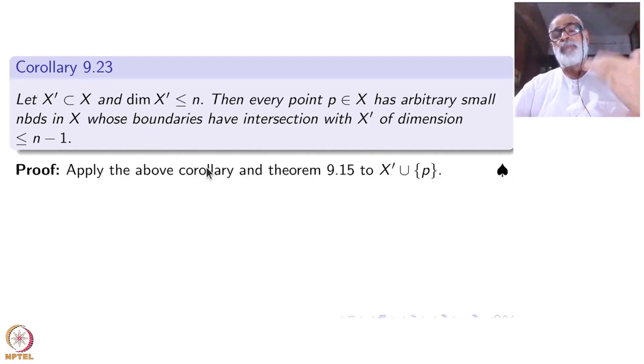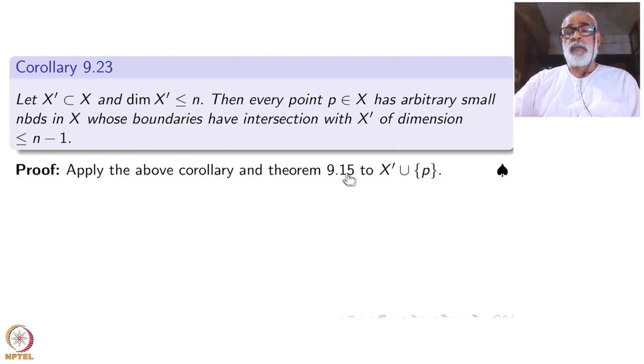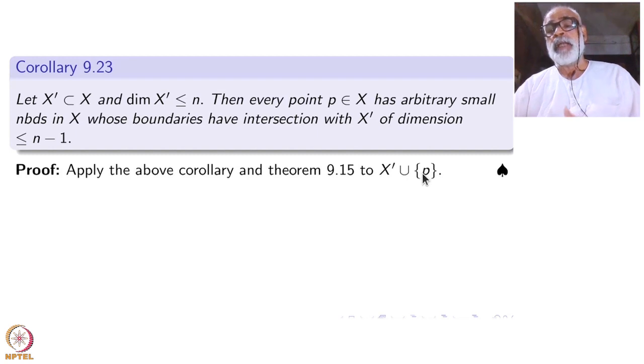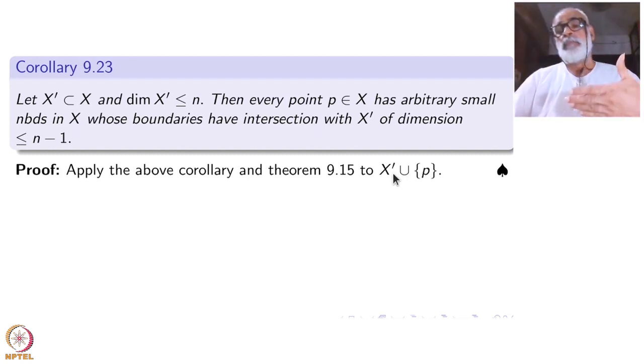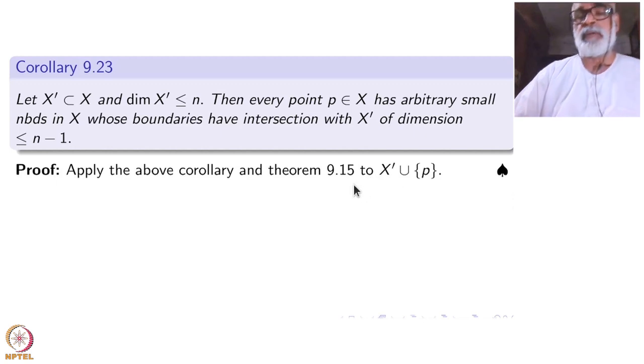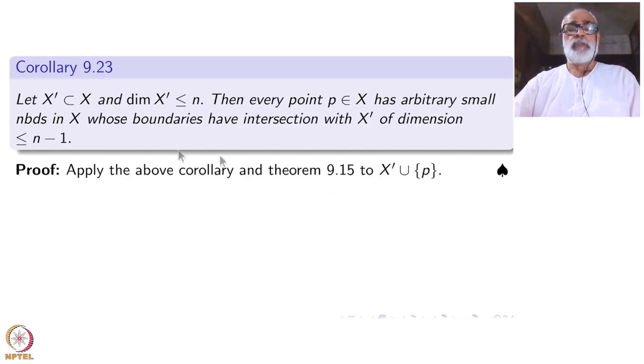But this is now for all points inside X itself. They also have such a neighborhood. The only thing is, the boundaries are not of dimension less than or equal to n minus 1, but the boundary intersection X prime is of dimension less than or equal to n. So, for this you have to apply the above corollary and Theorem 9.5 to X prime union P, where the dimension is less than or equal to n. Then you can remove the point P, that is all. I mean, actually you want the neighborhoods of P, so there is no need to remove the point. You can take the boundary. The boundary intersection with X prime will be all inside X prime.